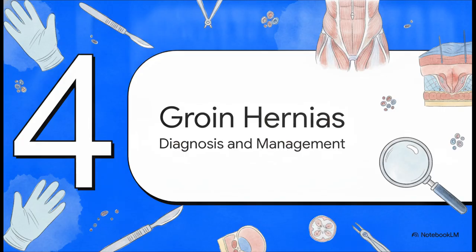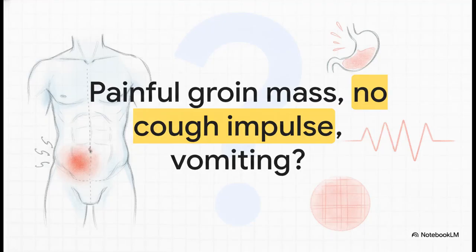All right, section 4, groin hernias. Let's cover diagnosis and management. We've got a 49-year-old male presenting with a painful, erythematous, non-reducible groin mass lacking a cough impulse. He is tachycardic and has bilious vomiting. Diagnosis: A, incarcerated, B, irreducible, C, obstructed, D, strangulated, or E, pantaloon. The answer is D, strangulated.